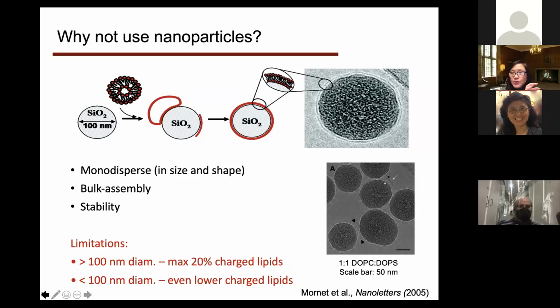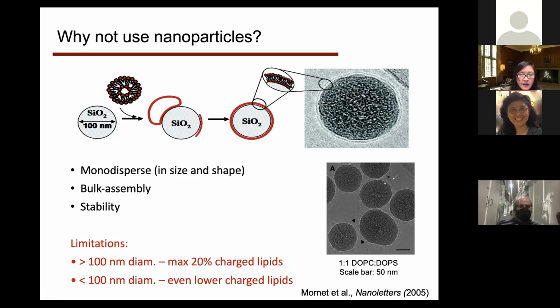And we can do these bulk measurements whereby we can look at the binding affinity and bound fraction. And these systems are also stable. However, there are limitations with this technique. So what is shown here are silica particles that are used, and then we're trying to form a lipid bilayer that coats the particle. And you can form this bilayer as shown in this micrograph on the right-hand side.